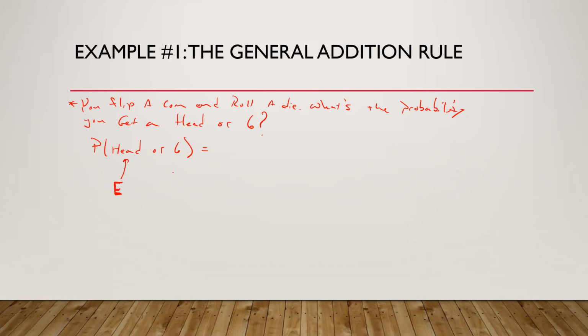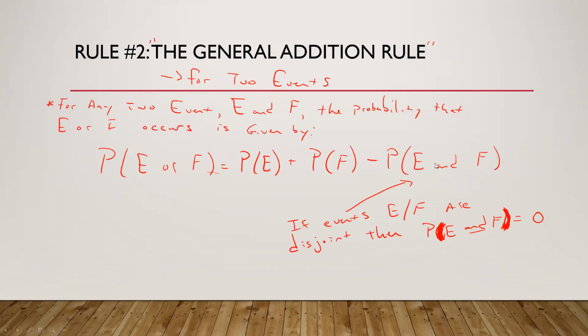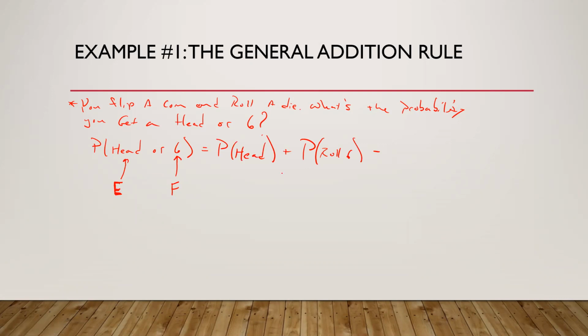This is the probability of head or 6. This is the event E, and this is the event F. Using the formula, it's going to be the probability of the first event, which is head, plus the probability of the second event, which is rolling a 6, and then minus E and F. So you're going to subtract the probability of getting a head and a 6.